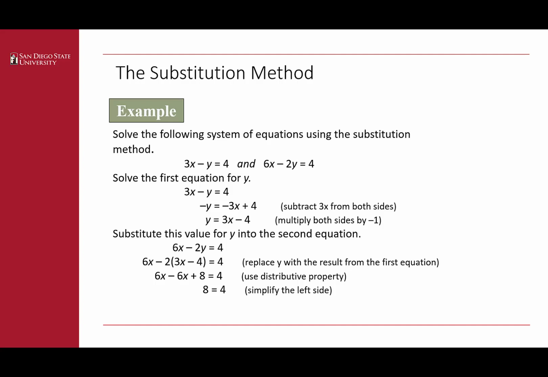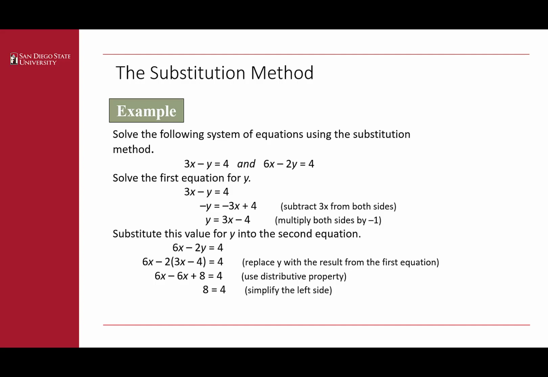The next one is here. The equations are 3x minus y equals 4 and 6x minus 2y equals 4. We will solve the first equation for y. Minus y equals minus 3x plus 4, and if you multiply both sides by minus 1, y equals 3x minus 4.